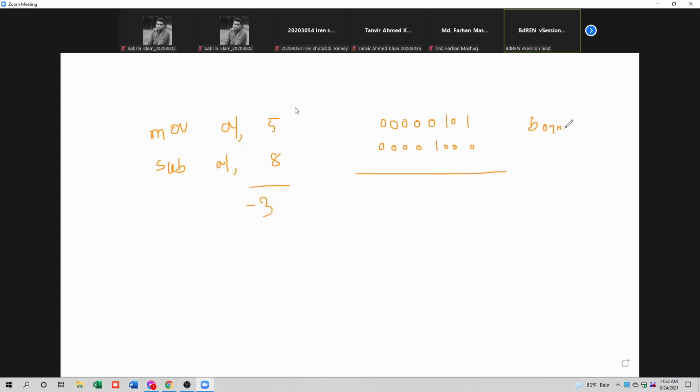So this minus 3 is out of the range, because this is an 8-bit register, and the range of the value is 0 to 255. So you can't take a negative number. This is too small to store inside the AL register. So at that time, the value of the carry flag register will be 1. Clear?